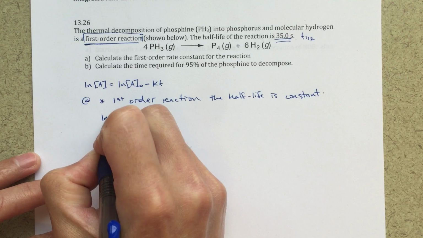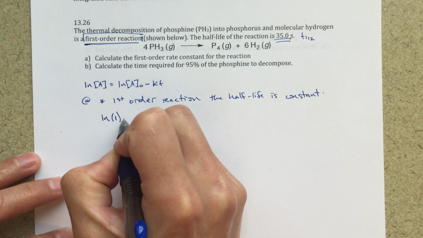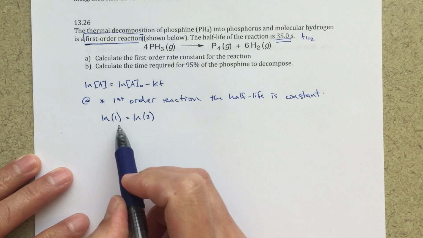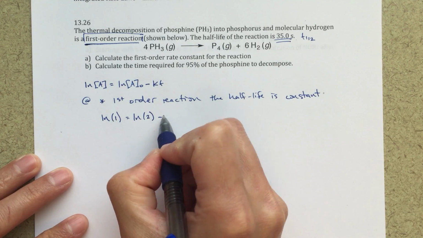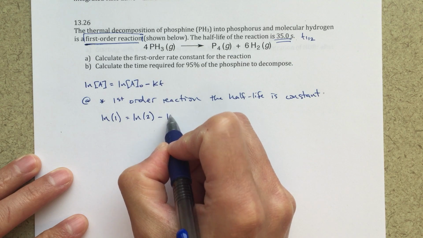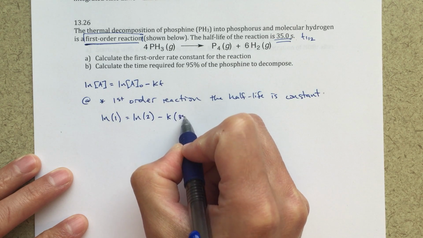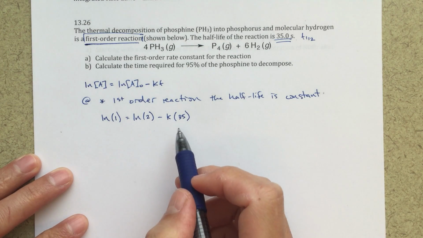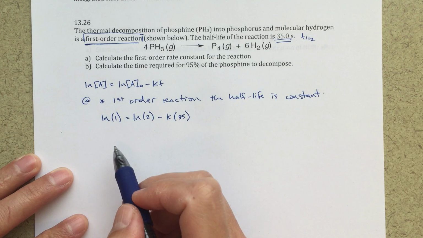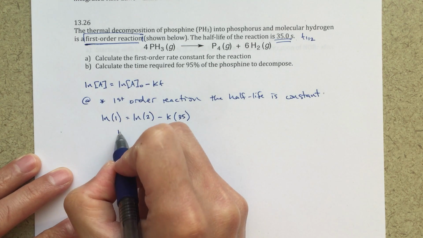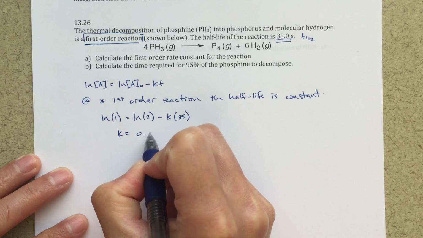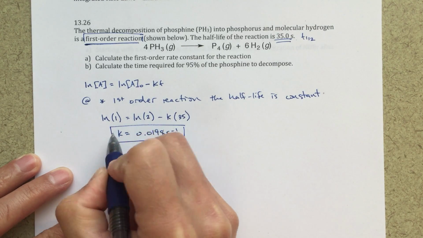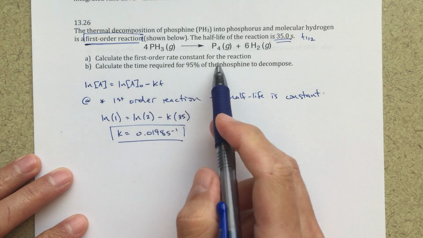So I might just go ahead and choose the natural log of 1 equals the natural log of 2. So if this is my initial concentration, half of that is going to be 2, minus k, which is what we're looking for, times t, which is 35 seconds. So this would be my equation. And if you solve this for k, you end up with a k value equal to 0.0198 seconds to the minus 1. So that is my answer for A. That's my first order rate constant.